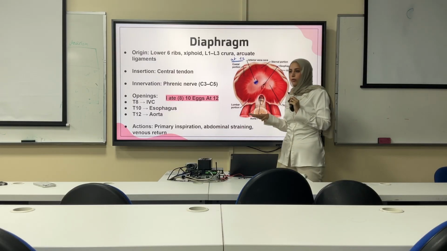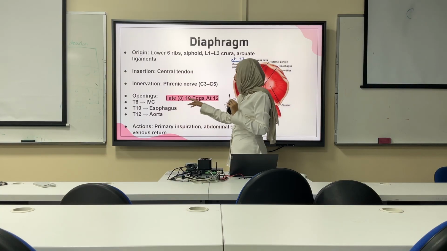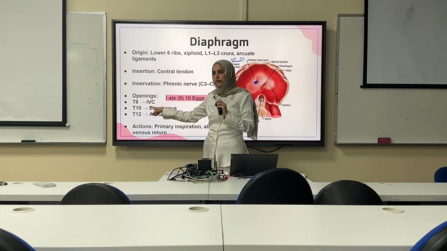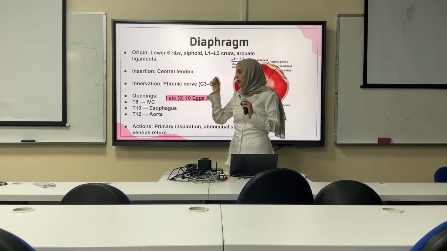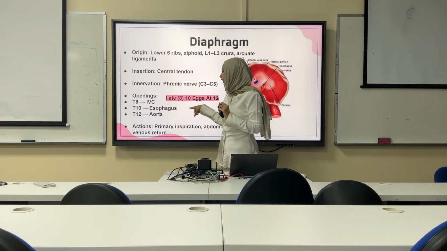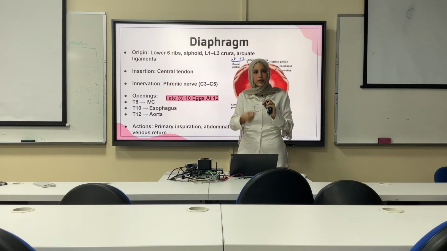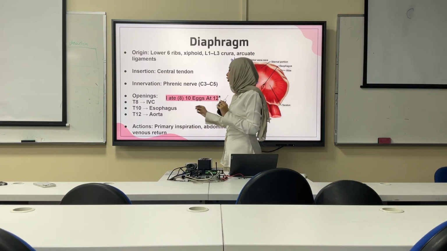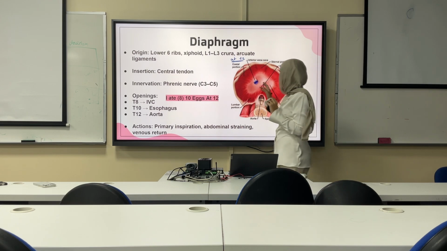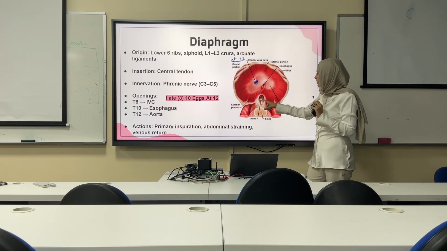Okay, a great mnemonic you have to remember for the rest of your life, because it's going to come up a lot: I 8, 10 eggs at 12. So I 8: I is for the inferior vena cava, and it opens at the level of T8. Then we have 10 eggs, so T10, E for esophagus, so this is the opening for the esophagus at the level of T10. And then the opening for the aorta is at T12. Makes sense, guys? You can see here, this is where the esophagus opens, this is the inferior vena cava, the esophagus, and then the aorta.